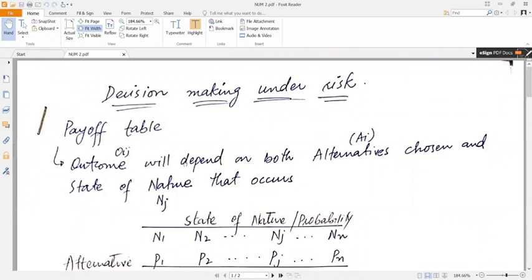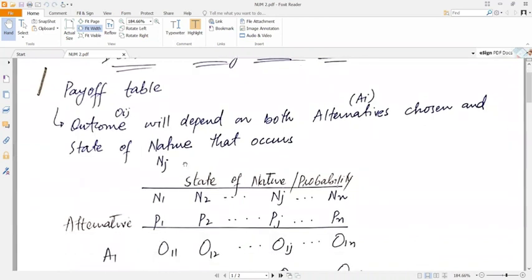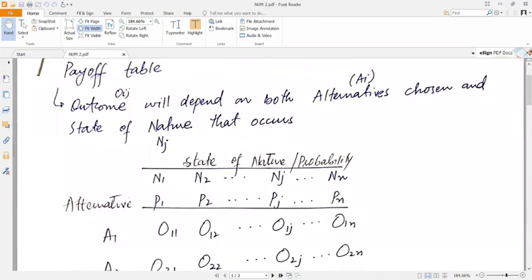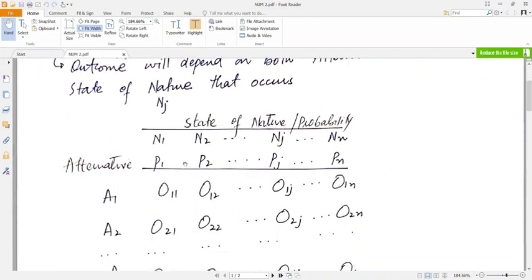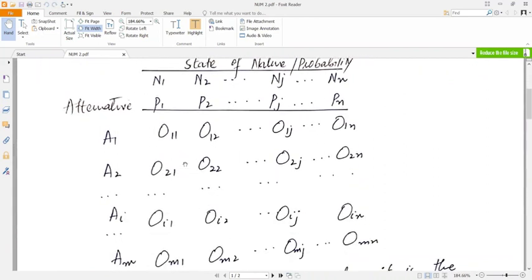Bismillah Rahman Rahim. The second question we have is of decision making under risk. As we studied about risk management, risk is an important factor in decision making. So here we have this payoff table, which will help us in deciding our alternatives on the basis of their probabilities. You can see on the leftmost side you have the alternatives.